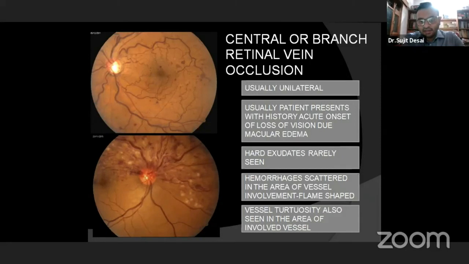The case underneath, the one below, is a case of hemiretinal vein occlusion. You can see the rest of the retina here appears normal. Only the involved vessel becomes tortuous.